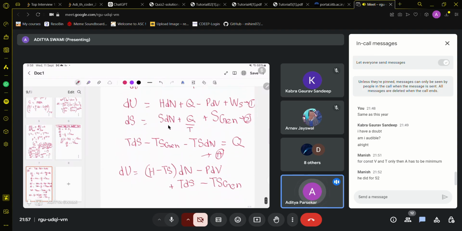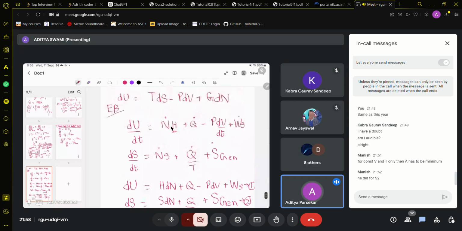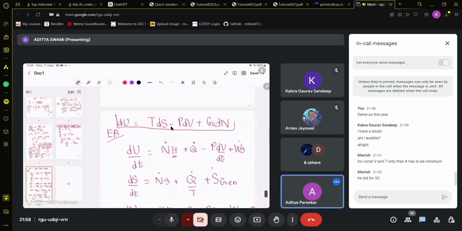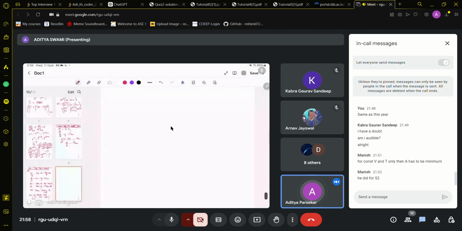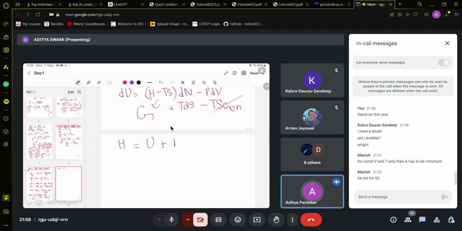For a reversible process, S_gen would be 0, so let's just ignore that term. And this is what becomes G. So that's how you end up with this equation, TdS minus PdV plus GdN. Moving forward from this, you can derive all the other ones. I assume he would give these equations in the exam. You know H is U plus PV.